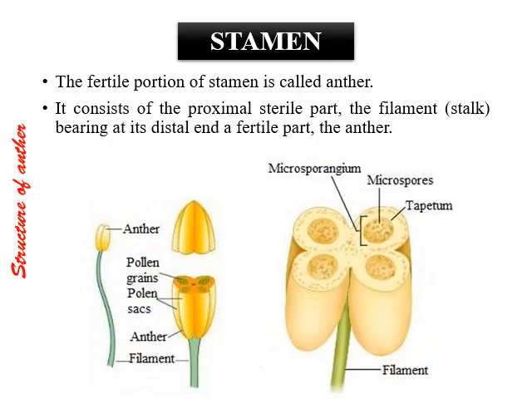And the stamen has two different parts in it. One is the filament and the other is the anther, which is present at the tip of the filament. This filament is connected to the anther by a tissue called connective.